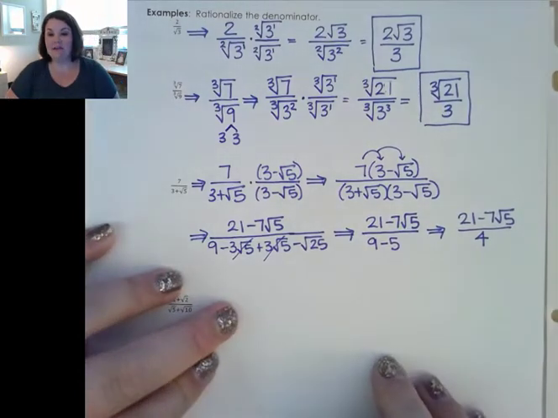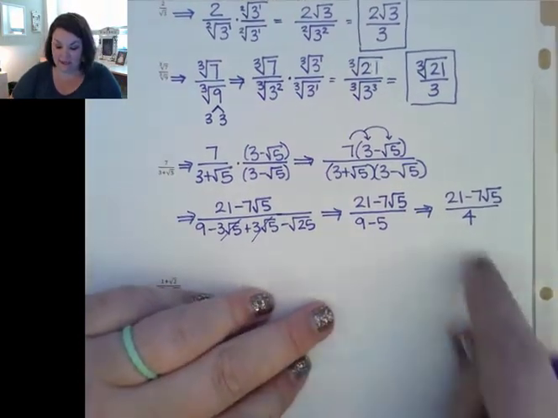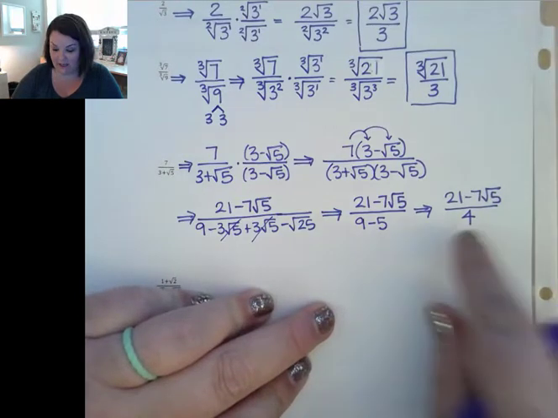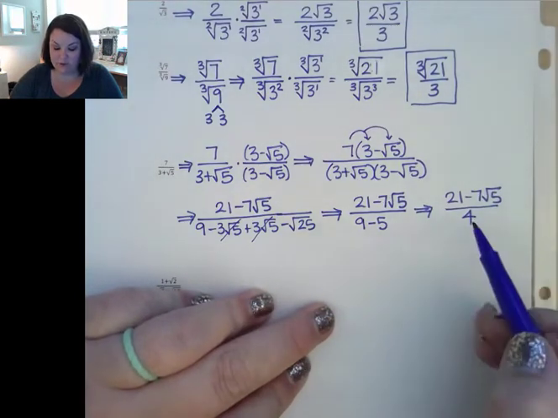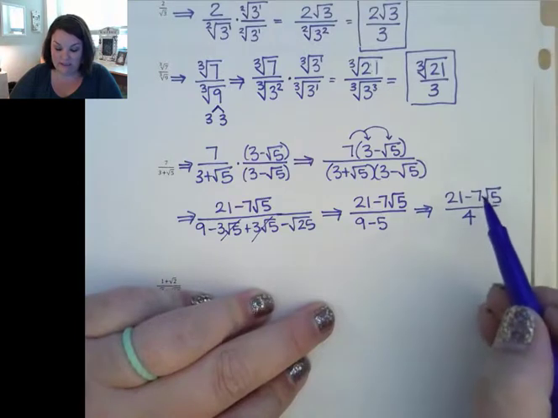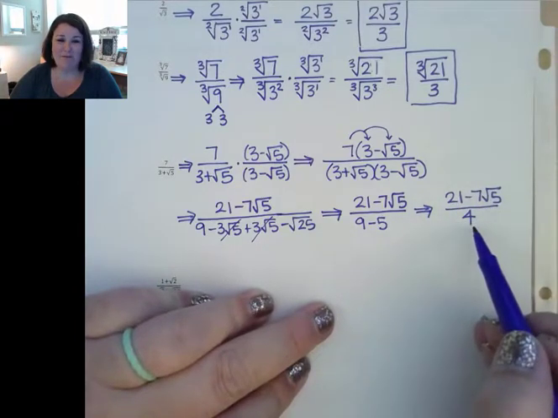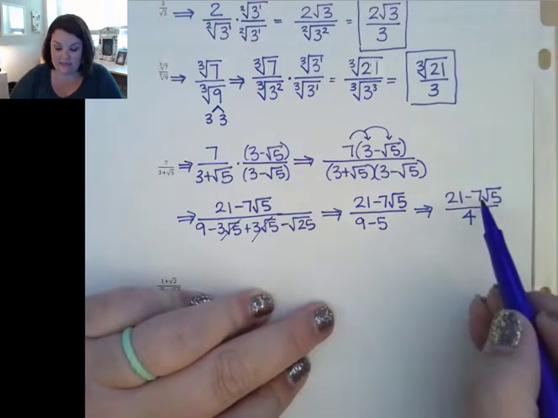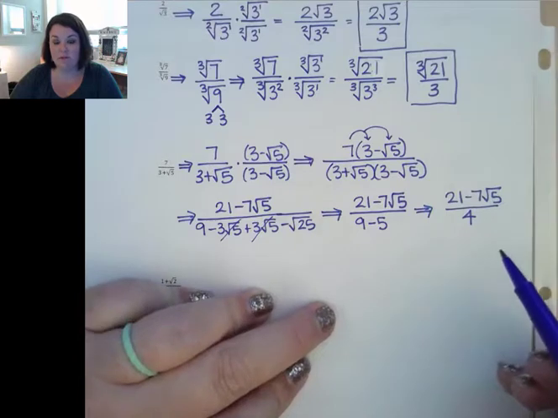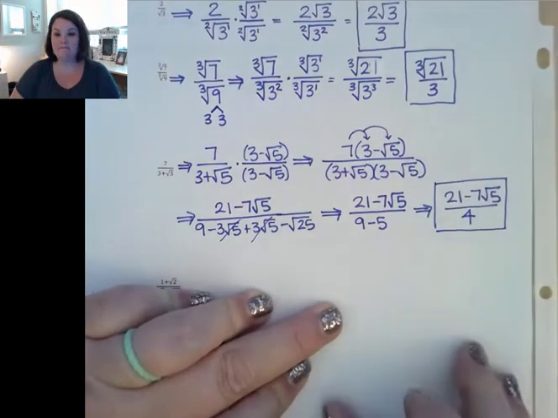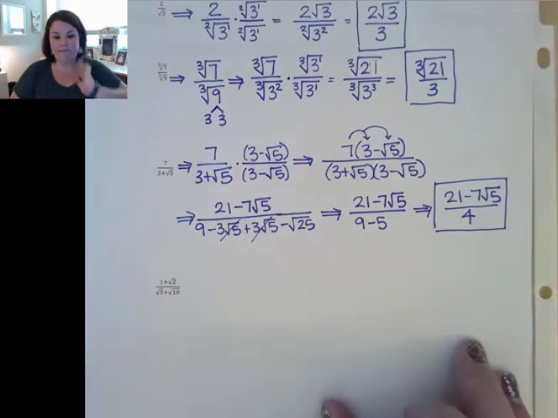And then the last thing I look for is to see, does this expression simplify? Can I reduce it? The only way that I could reduce is if every single term is reducible by the same thing, right? On bottom I have a 4, so unless something's reducible by 2 or 4, I can't do it. And notice neither of these terms are reducible by 2 or 4, so this is going to be my final answer. Okay, let's look at another one.